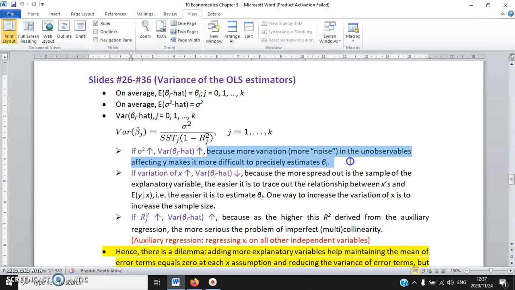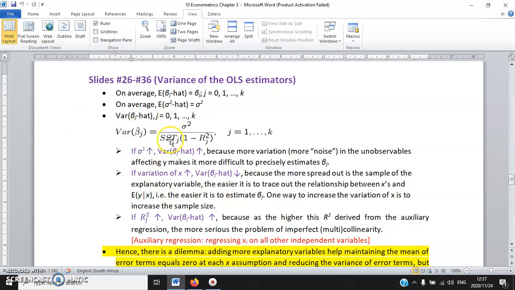And the reason we already explained in the last chapter, because the more variation or the more noise there is in the unobservables, which means most likely omitted variable bias affecting y, making it more difficult to precisely estimate the sample regression parameter, thereby causing variance of the parameter to become larger.